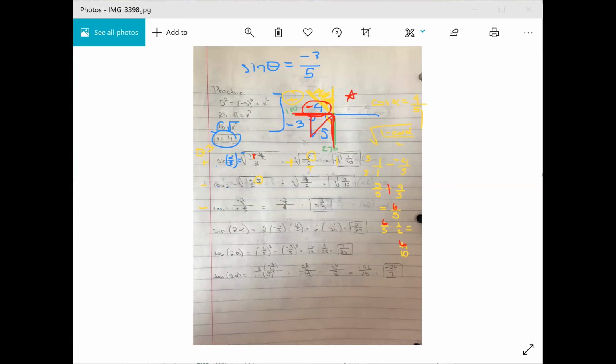Why is it 6/5? It's because this was actually negative 4 over 5. It should not be 6, it should be 9/5. It's 5 plus 4. Oh, sorry, thank you.